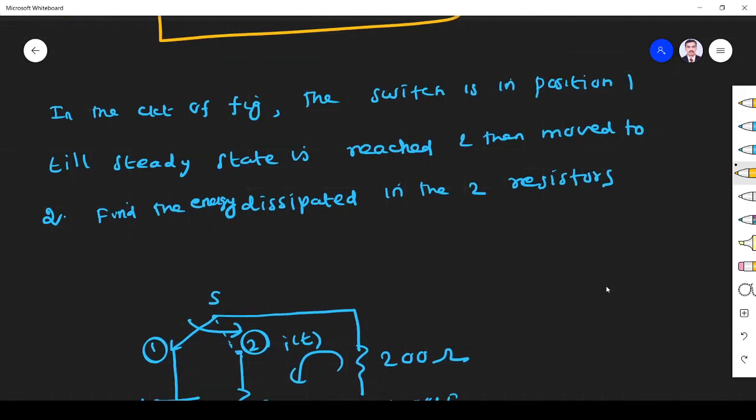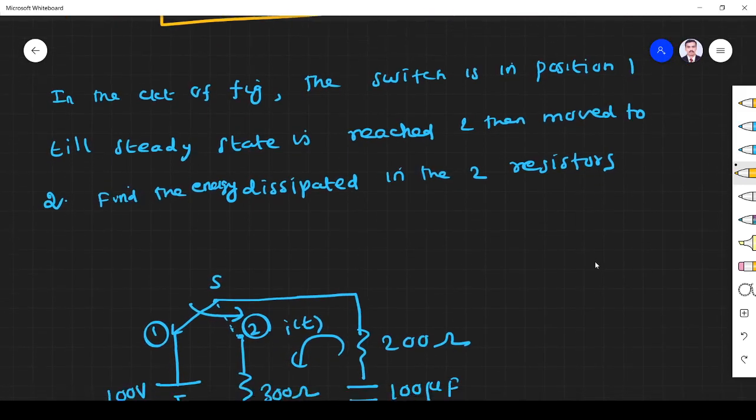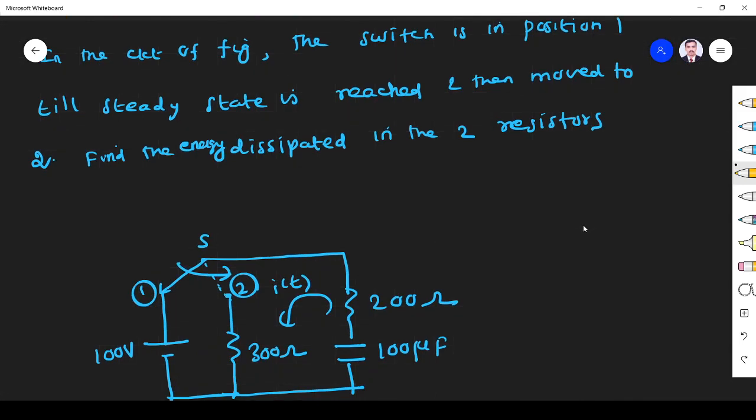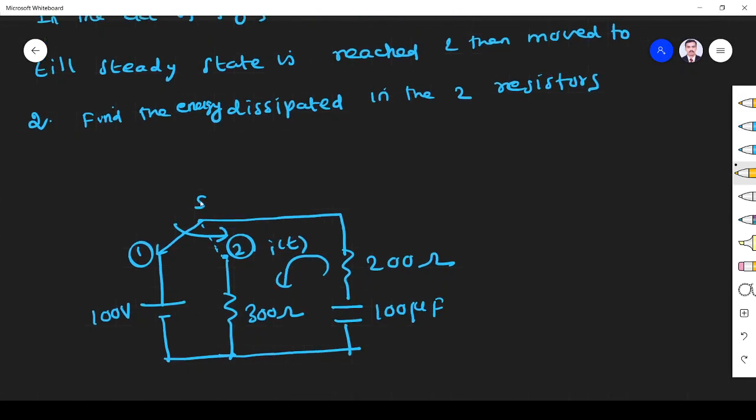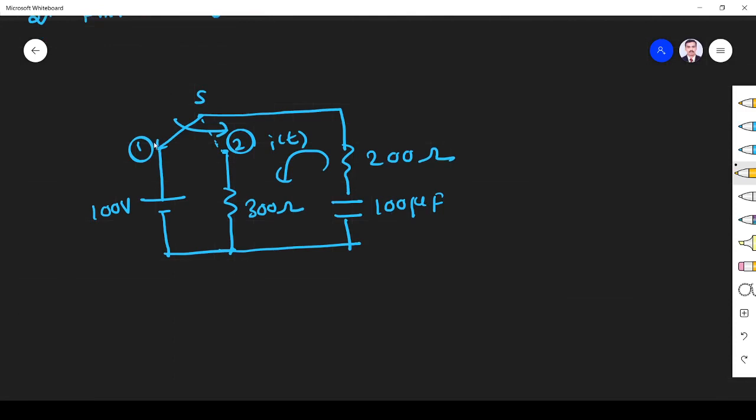In the circuit shown in the figure, the switch is in position 1 till steady state is reached and moved to position 2. So before steady state is reached, the switch is in position 1. After steady state, the switch is moved to position 2. Find the energy dissipated in the circuit. Okay, so initially it is in position 1. Once it is reaching steady state, we know once the steady state is reached, what will happen?